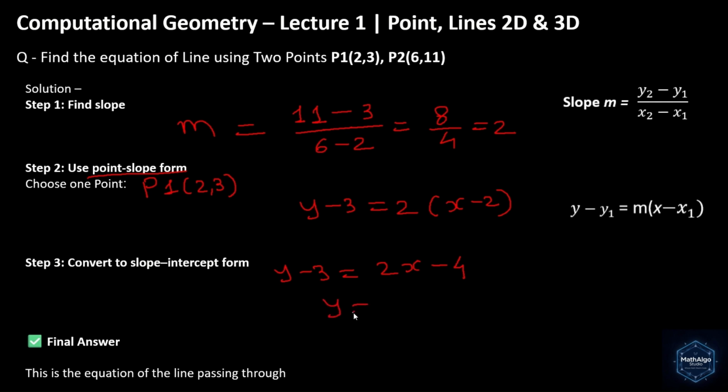Next, add 3 to both sides. y equals 2x minus 1. So, the equation of the line is y equals 2x minus 1. This is the equation of the line passing through the points (2, 3) and (6, 11).